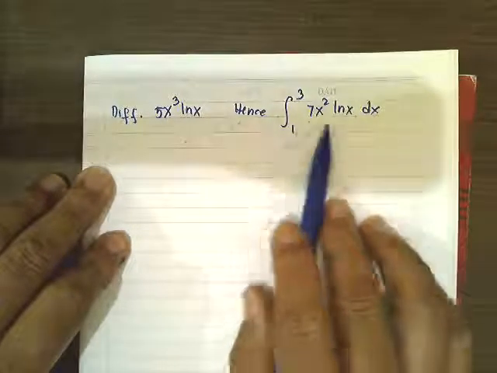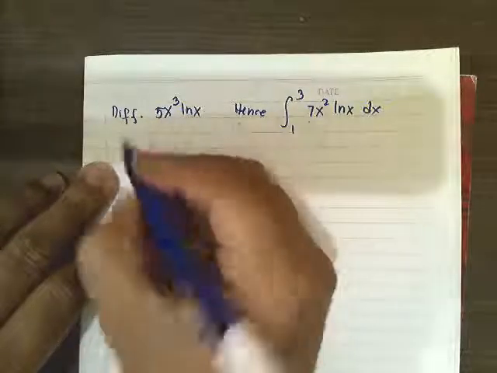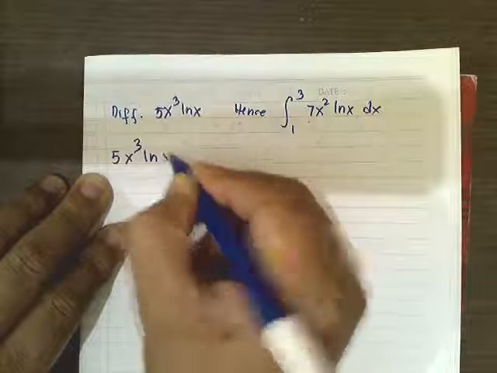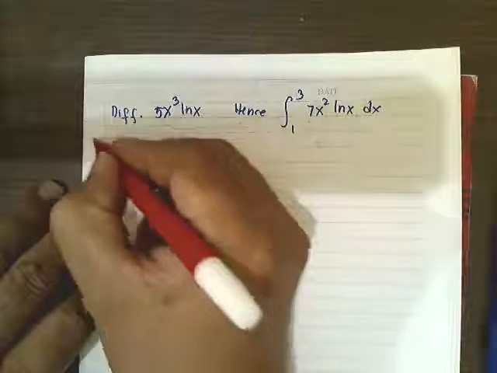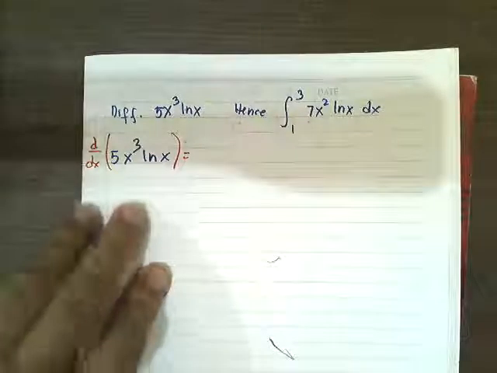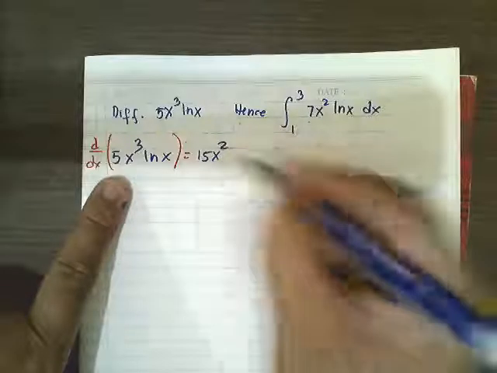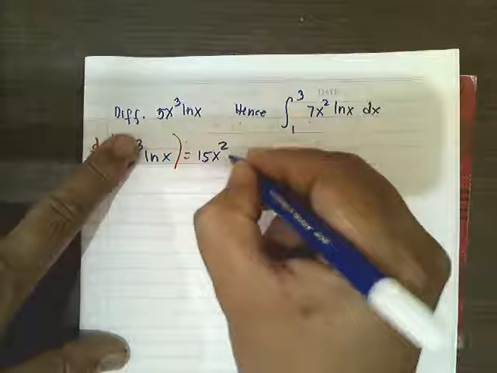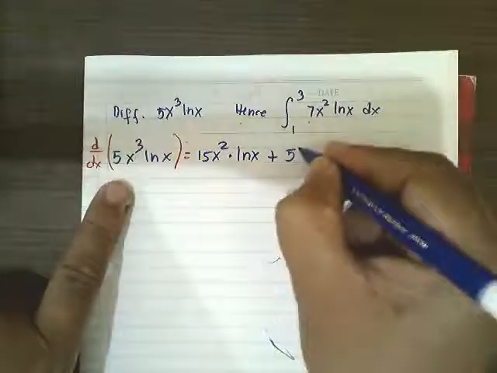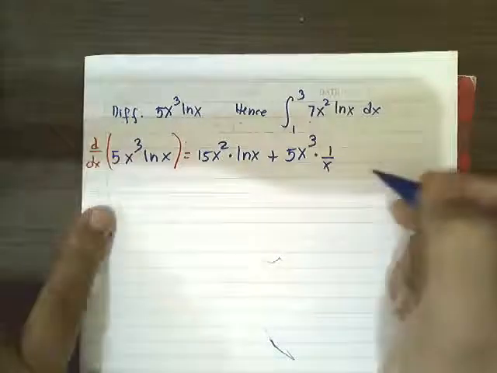Find the integral of this one from 1 to 3. So again, let's try to get the derivative of 5x cubed ln x. And that's equal to the derivative of 5x cubed, which is 15x squared, times ln x, plus copy your 5x cubed times the derivative of ln x, which is 1 over x. Right?